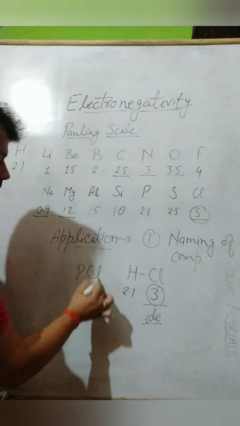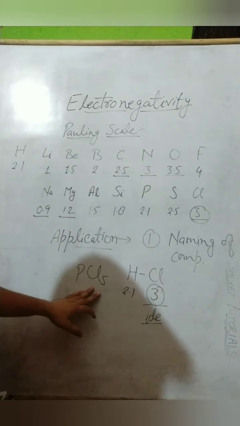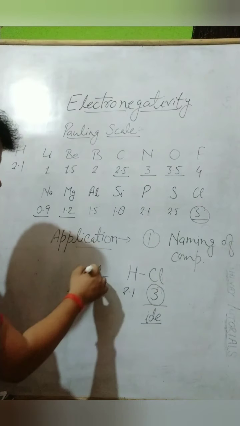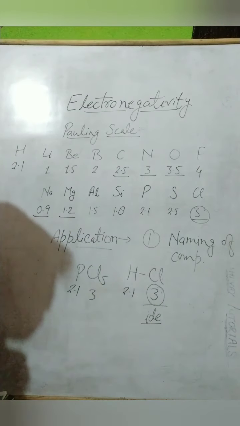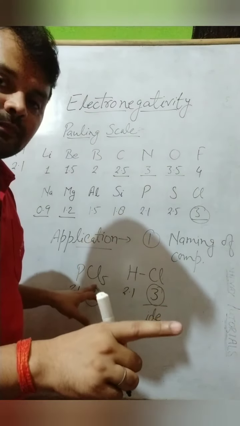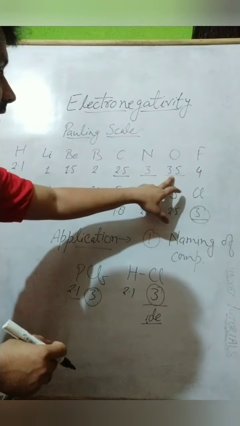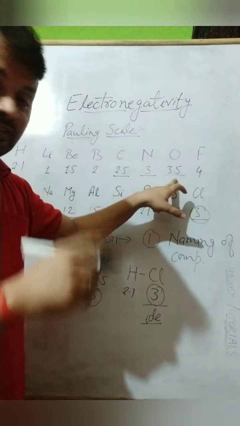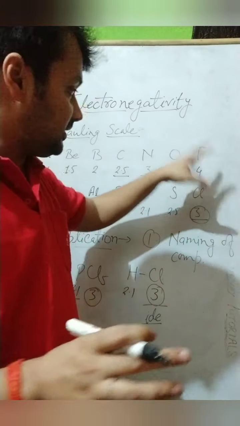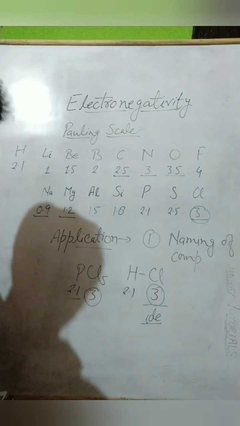Let's take one more example, PCl5. You must have heard this formula in junior classes also. This is called phosphorus pentachloride. Again, you see the value of phosphorus is 2.5 and chlorine is again 3. The difference you can see easily: 3 is bigger than 2.5, so the ide will be added to chlorine. Similarly, when oxides are formed, like carbon dioxide, oxygen has more electronegativity than carbon, so oxygen gets the ide. Similarly, fluorine is the most electronegative element in the periodic table. Clear? So these are the examples of this first application.